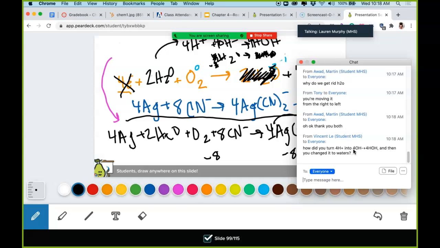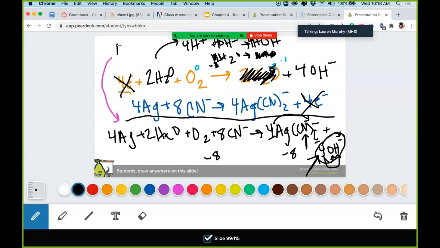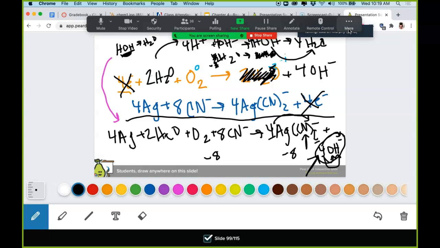So 4H pluses and 4OH minus is 4HOH. Well, HOH is water. This is H2O. Watch. HOH, which is H2O. This is water. So 4 hydrogens and 4 hydroxides make 4 HOHs, aka 4 waters, because HOH is water. It's just a different way to write water. Does that help?